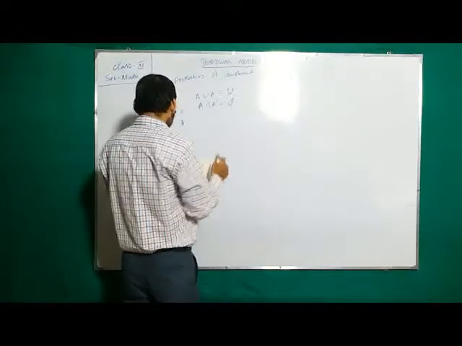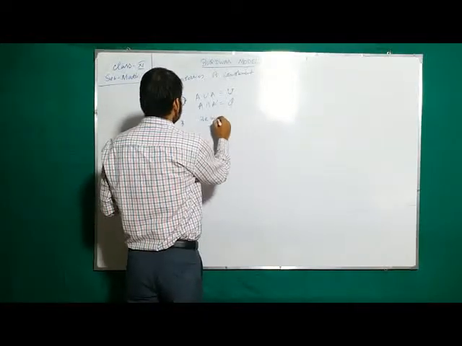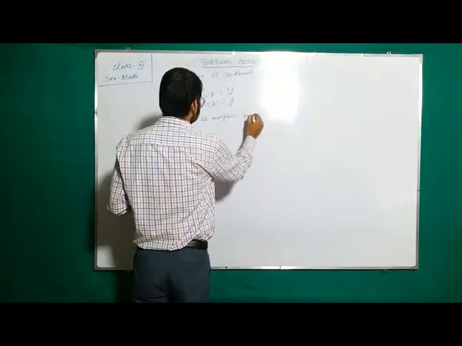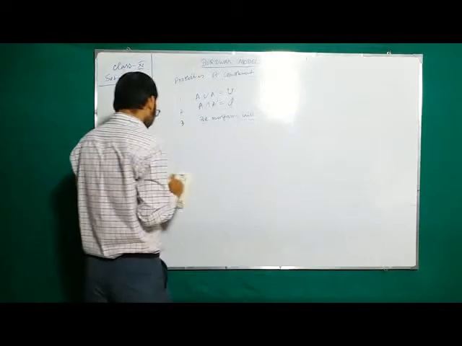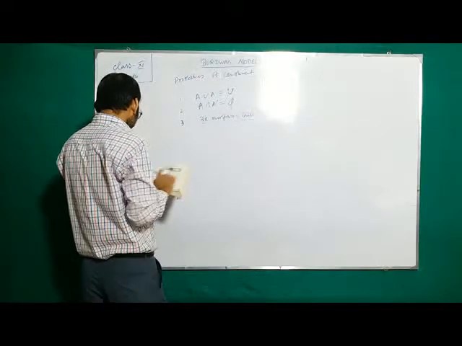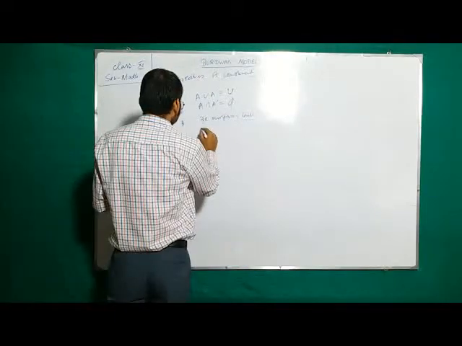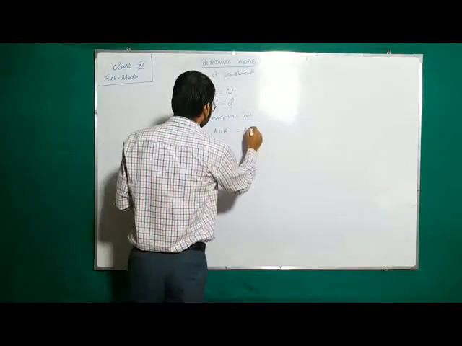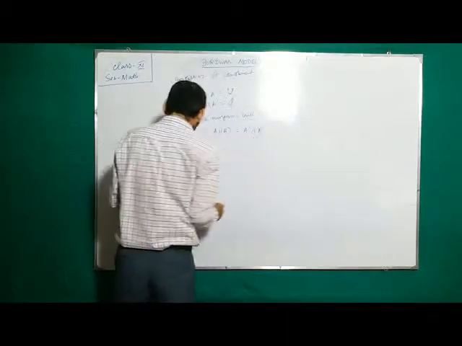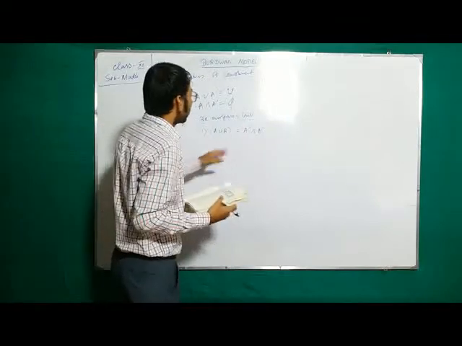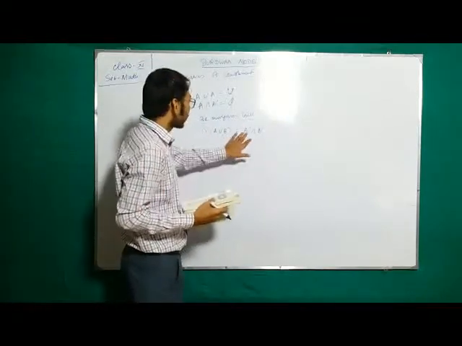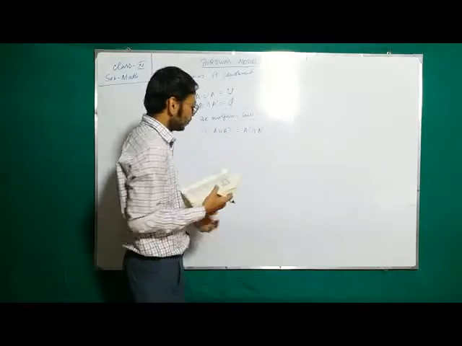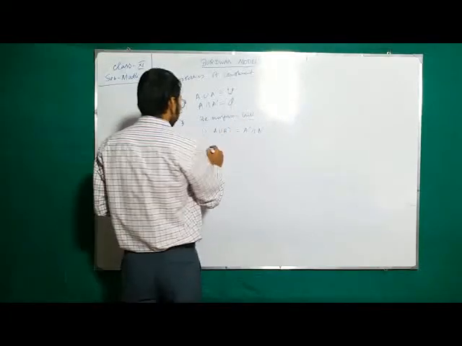Next, De Morgan's law. The complement of A union B equals A complement intersection B complement. Whenever we take the complement of A union B, it gives A complement intersection B complement. The sign will be changed: union will be changed into intersection.